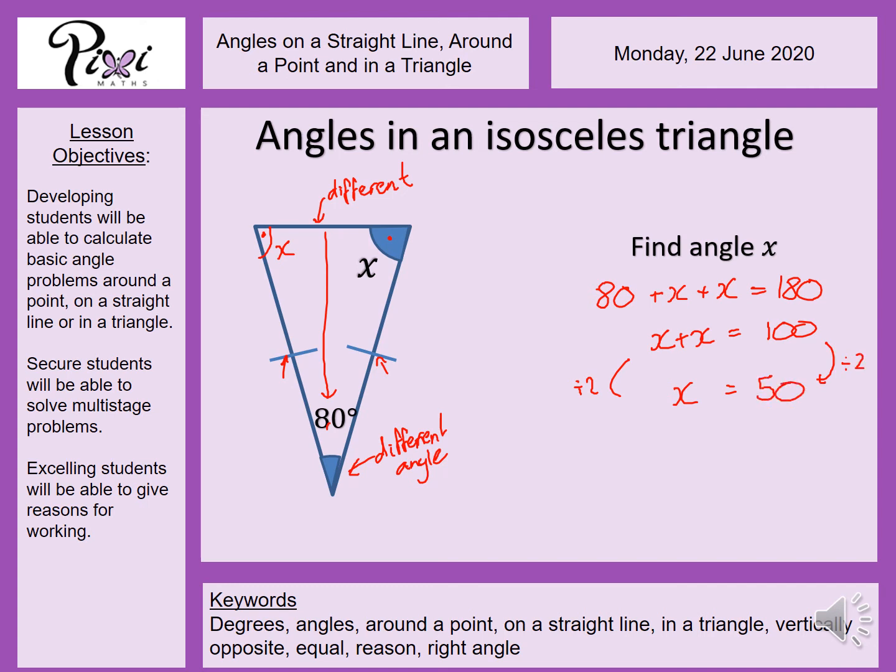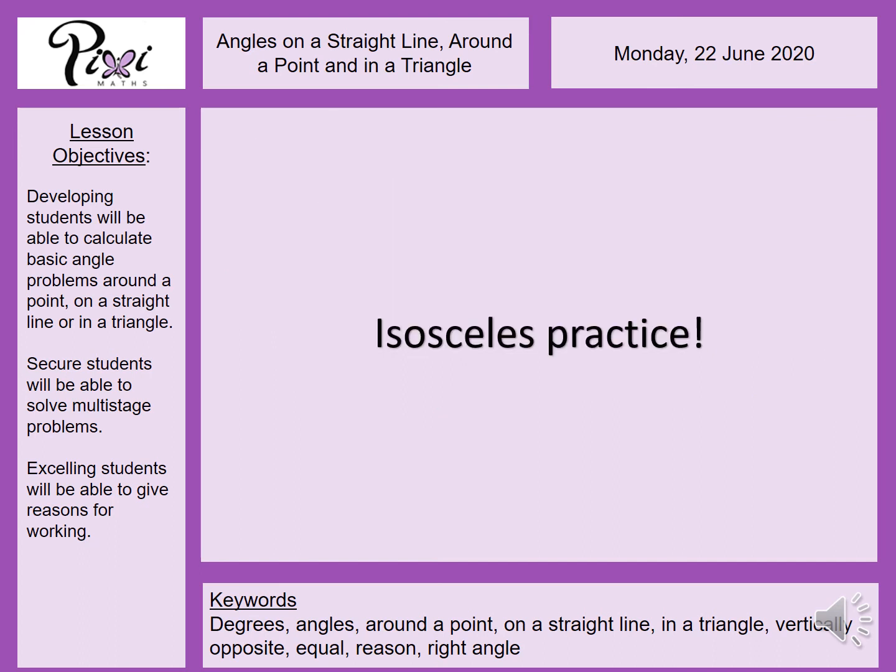So x equals 50. So I can write them in and then check my answer. So 50, 50 and 80. Let's add them together. So 0, 5 add 5 add 8, so it's 18. So we end up with 180. And we can see we've got our final answer. And that is correct because they do add up to 180, which is what they should do in a triangle.